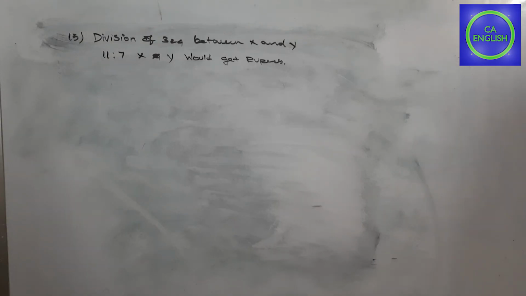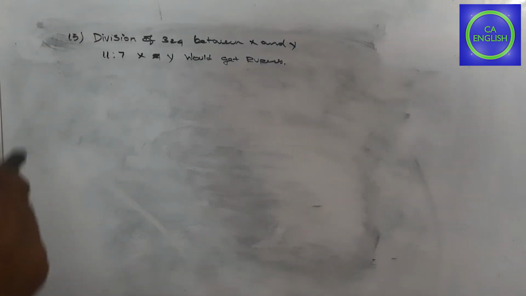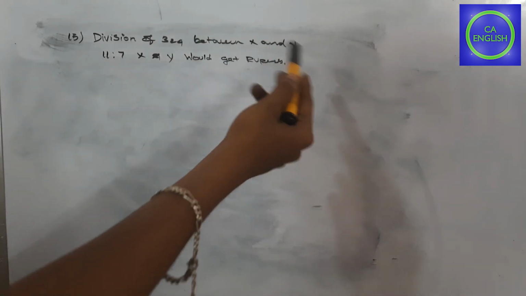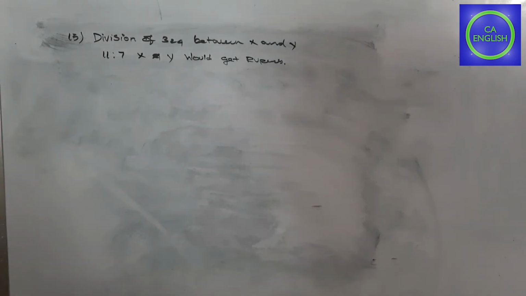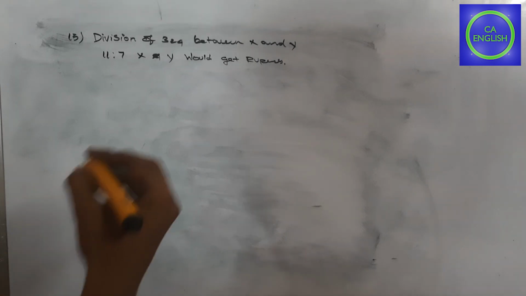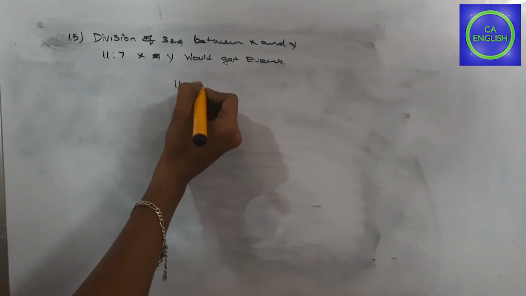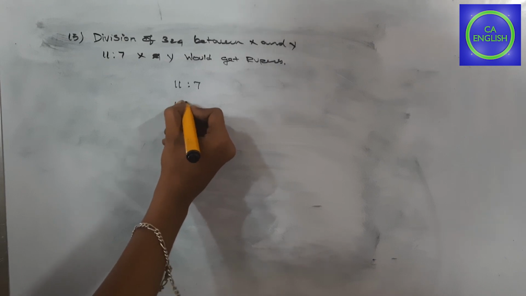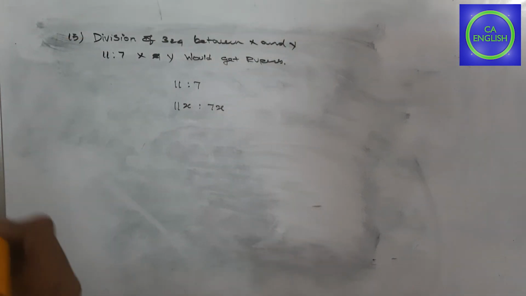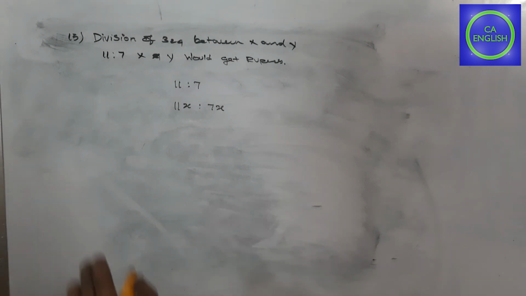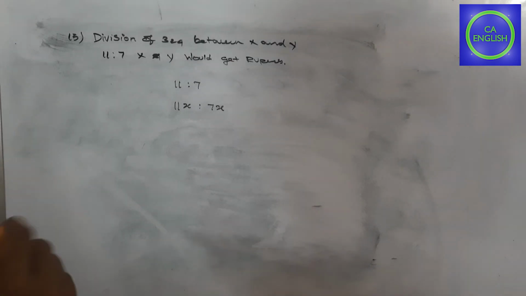13th sum, division of 324 between x and y in the ratio 11:7. What would x and y get in rupees? We want to find the division for x and y, and the ratio for x and y is 11:7. Like the last sum we have seen for the triangle, take 11x is to 7x. In the last sum we know the total is 180 degrees, we equated to that. In this sum they have given us 324 rupees, so equal to that.